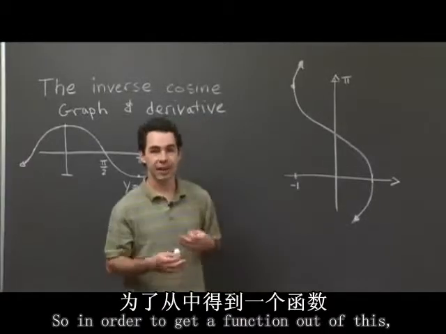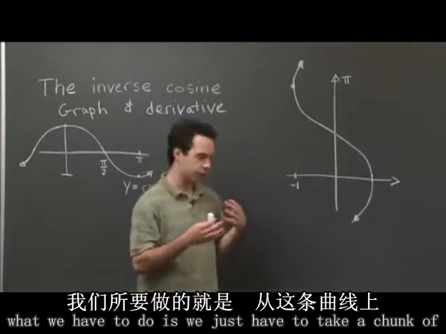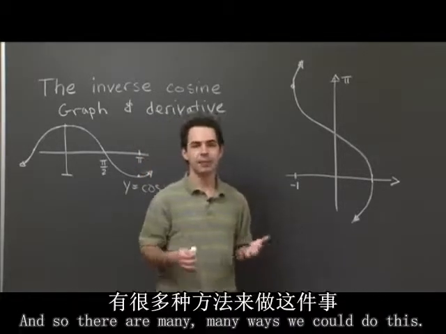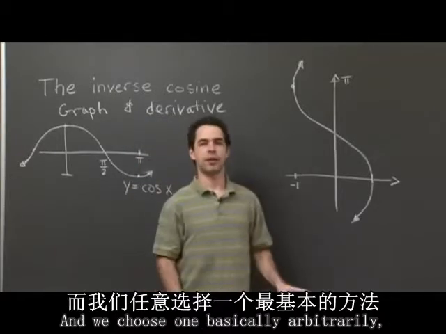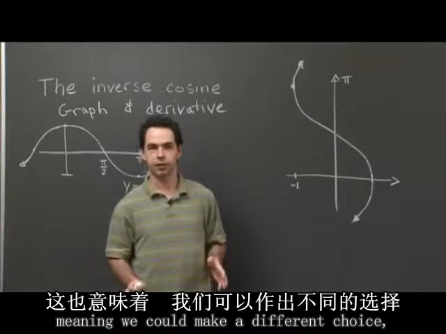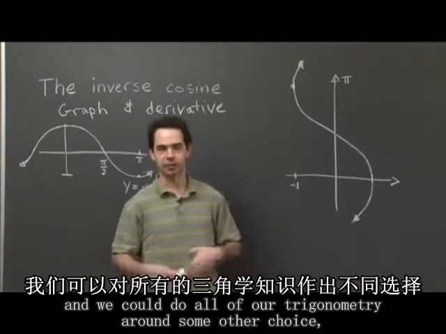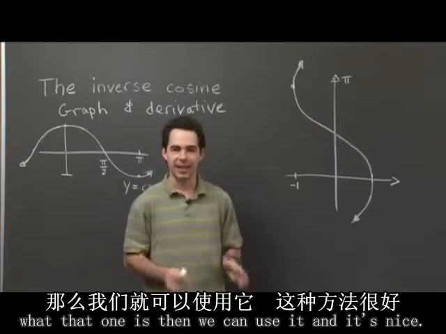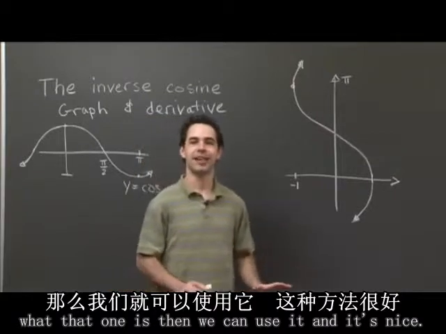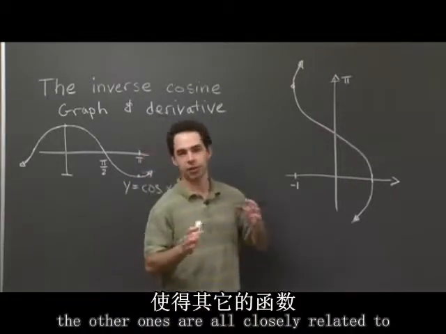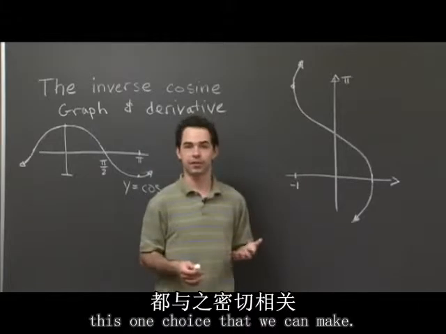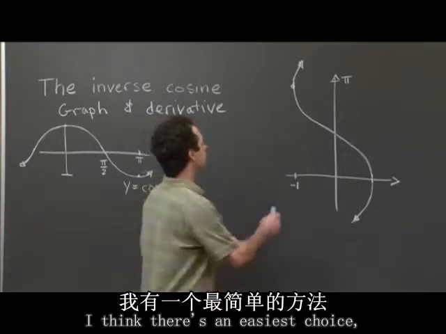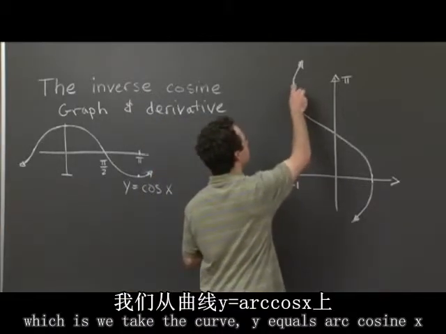So in order to get a function out of this, we just have to take a chunk of this curve that does pass the vertical line test. There are many, many ways we could do this, and we choose one basically arbitrarily, meaning we could make a different choice, and we could do all of our trigonometry around some other choice, but it's convenient to just choose one. And if everyone agrees that that's what that one is, then we can use it, and it's nice. We have a function, and the other ones are all closely related to this one choice that we can make. So in particular here, I think there's an easiest choice.